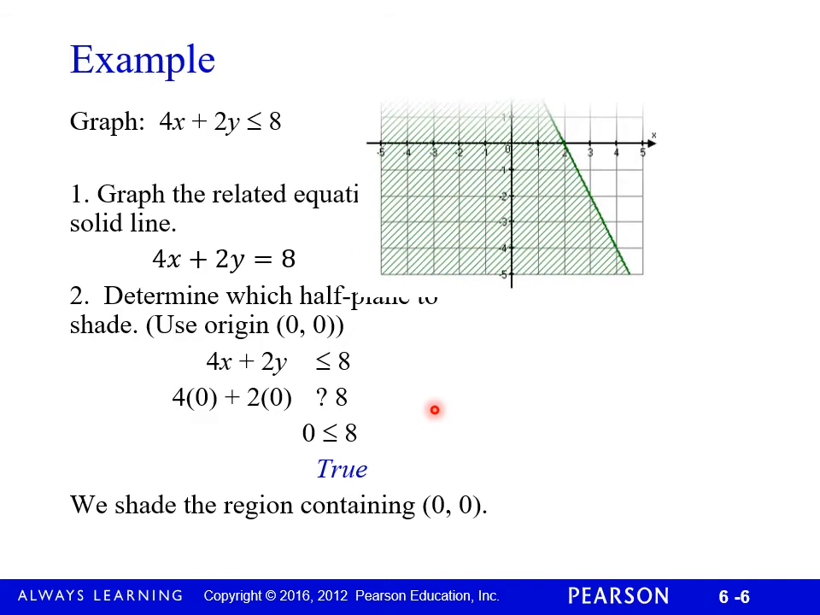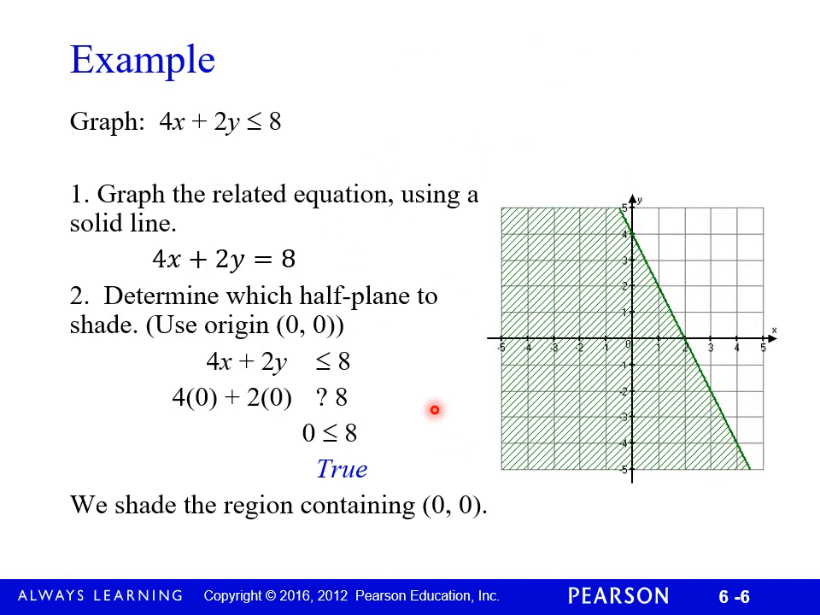So I'm going to shade the region that also includes the origin here. Notice we used a solid line this time because we have less than or equal to. We found the test point 0, 0 is true, so we shade everything on that side of the line that includes the origin.